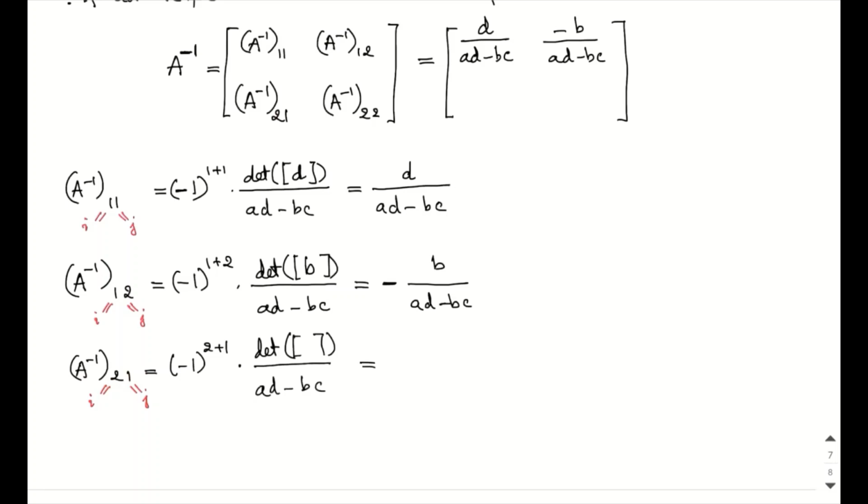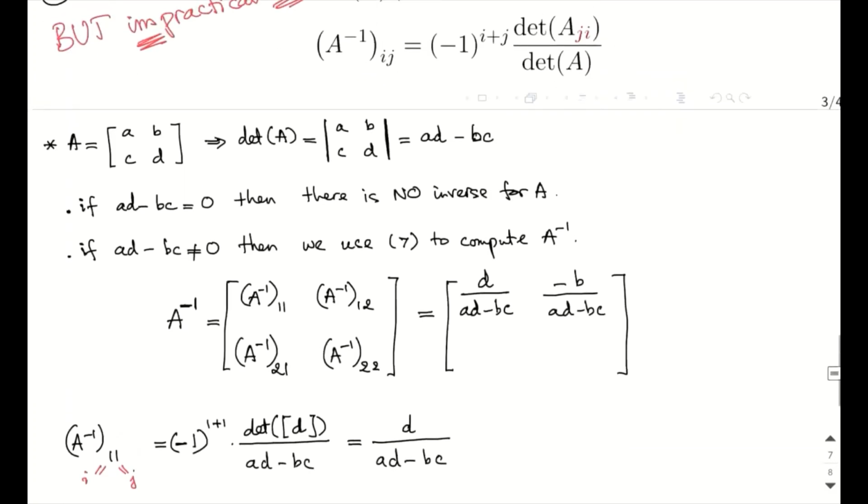What is this guy? All right, again, one more time. If you want to compute IJ position, you got to delete row J, column I of the original matrix. This is the original matrix. J is 1 and I is 2 in this case. So row J, row 1. Column I, column 2. So you are going to get C as the only entry that is left.